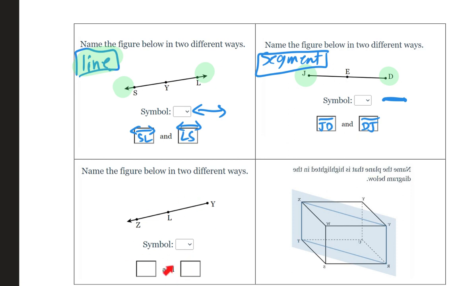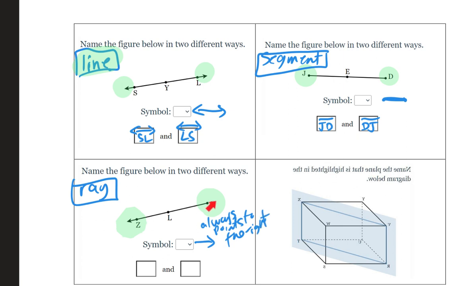Pause the video, see if you can get this one on your own. All right, so this one we noticed has an endpoint on one end and an arrow on the other, so we're going to call that one a ray. Good. And the symbol we said always points to the right. Okay, so as we notice, this is going this way, right? But we said it always points to the right. So when we call this one, we're going to do it just like that. And we said we start with the endpoint, so we're going to call this one YZ.